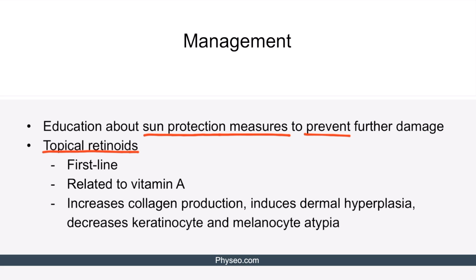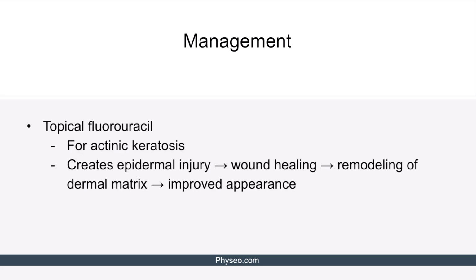Now, what about the patient experiencing actinic keratosis? Well, what you can do in these cases is apply topical fluorouracil. This agent actually creates this epidermal injury, which is then healed by the body. So that process of healing leads to remodeling of the dermal matrix and can actually improve the appearance of that area.